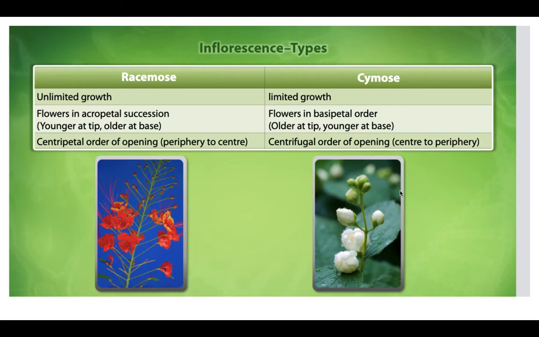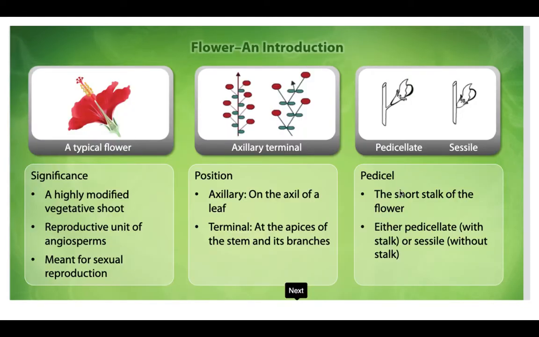Now let us learn another fact about the morphology of flower, the significance of flower. What is the significance of a typical flower in angiosperms? There are basically three points of significance we can learn here. One of them is that they are highly modified vegetative shoots and are considered the reproductive unit of angiosperms, and basically they are meant for sexual reproduction in plants.